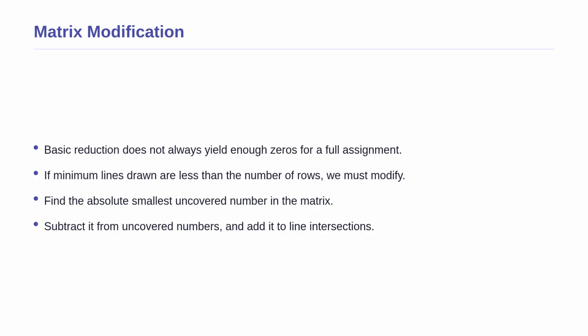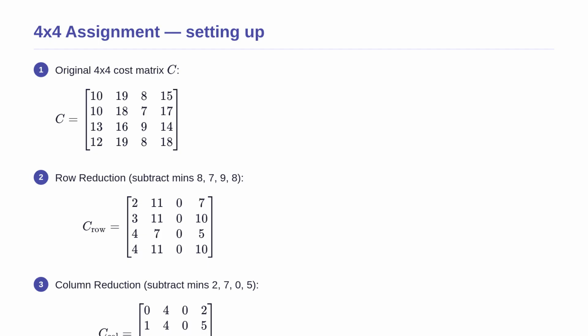We do this by finding the absolute smallest number that is not covered by any line, subtracting it from all uncovered numbers and adding it to the intersections. Let us apply this modification technique to a slightly larger problem. We are given a new original cost matrix for 4 workers and 4 jobs.